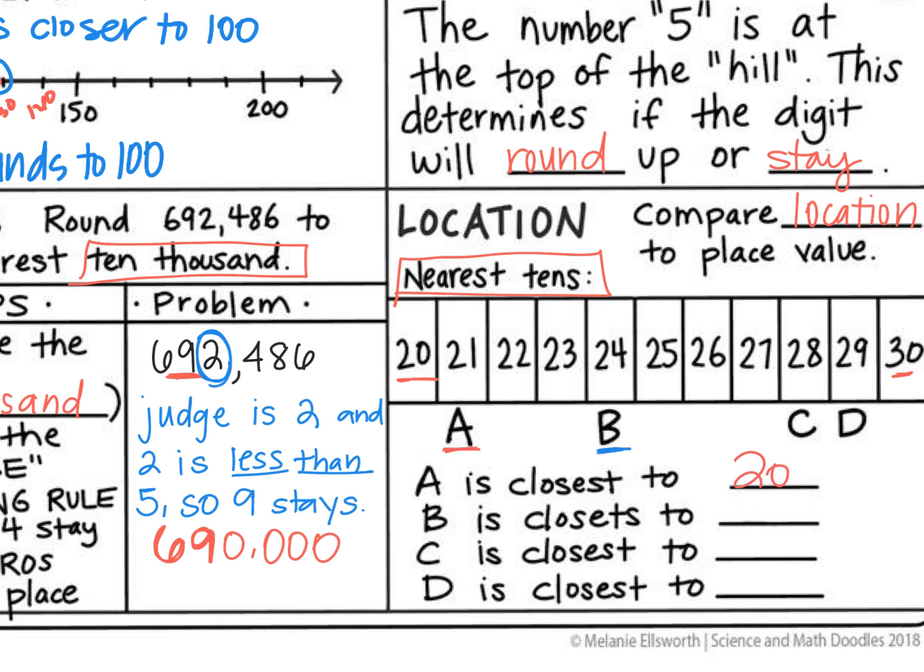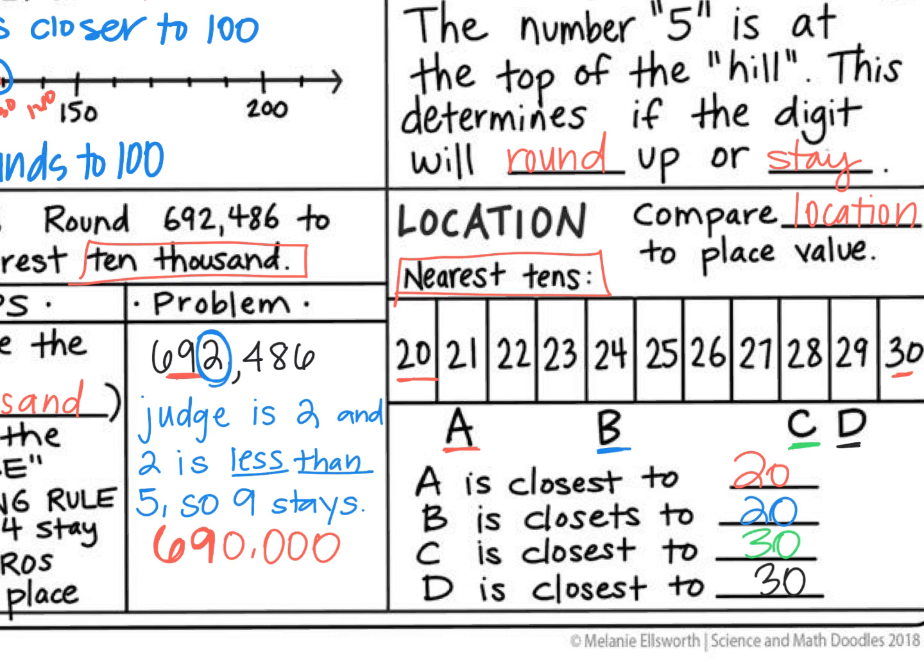Okay, for B, is it closer to 20 or 30? 20. Let's look. It's only 1, 2, 3, 4 away from 20, but it's 1, 2, 3, 4, 5, 6 away from 30. So which one is it closer to? It's also less than 5. So it's closer to 20. Okay, what about C? 30. Definitely closer to 30. And then the last one, D? 30. Definitely closer to 30.